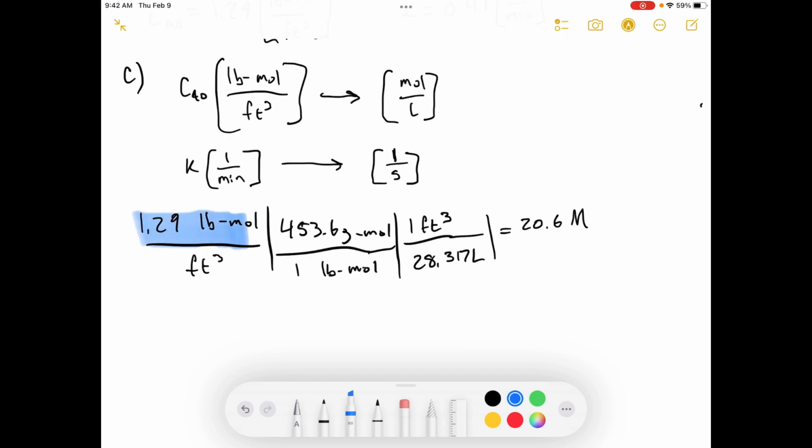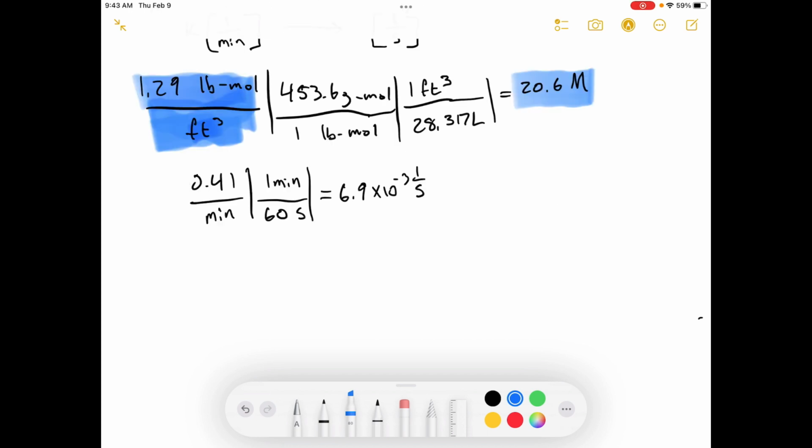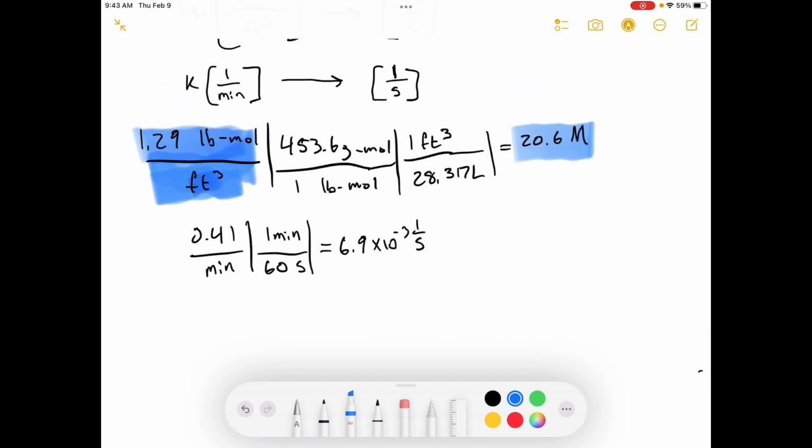We need to take our CA0 in terms of pound moles per feet cubed, and we're converting the units over into gram moles per liter, which is units of molarity. Then we take our second constant, K in per minute, and we convert that into K in per second, and this is the new K value. So now we have our new CA0 value in molarity and our new K value in per second, and we just use those in our equation.